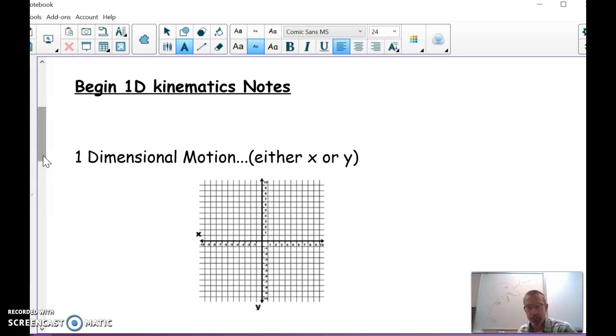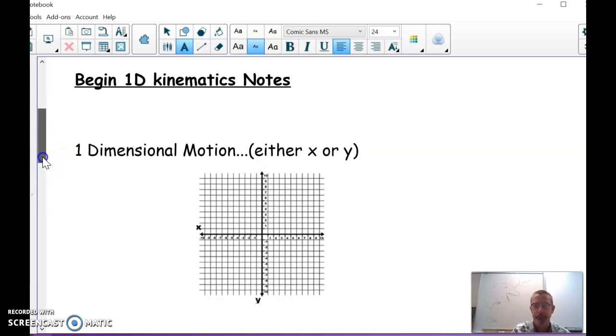But one-dimensional motion just implies that your motion is limited either along the X or Y axis. Now, we're not always going to limit ourselves to that. We're going to get to two-dimensional motion, not in a second, in a couple days here. But we will not get to three-dimensional motion where we're dealing with X, Y, and Z planes. We're just going to deal with two dimensions, and that's going to be enough for us. So we're going to limit ourselves either to traveling along the X or the Y axis here.